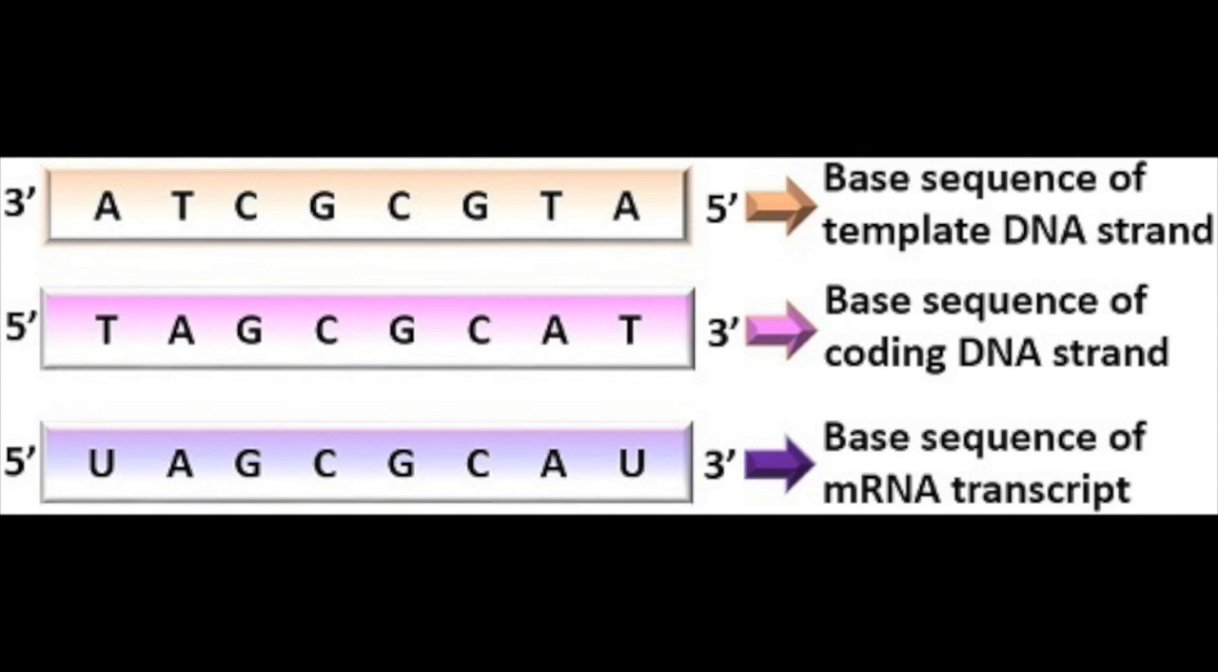The only difference between the mRNA and the coding strand of DNA comes from the switch from thymine in DNA to uridine in RNA. During transcription, the template strand is read in the 3' to 5' direction, and the mRNA transcript is built in the 5' to 3' direction.